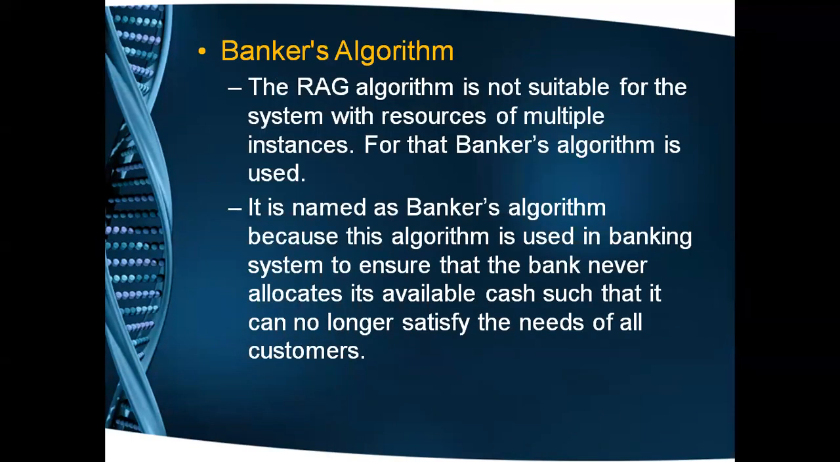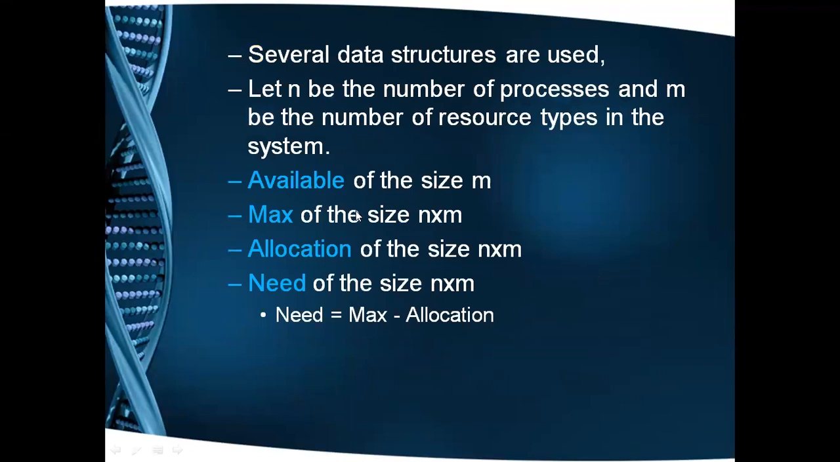Okay. The next algorithm is Banker's algorithm. So previously we saw the RAG algorithm. That RAG algorithm is suitable for resources with a single instance. But Banker's algorithm is going to be used for resources with multiple instances. So Banker's algorithm is going to use several data structures: available, max, allocation, and need.